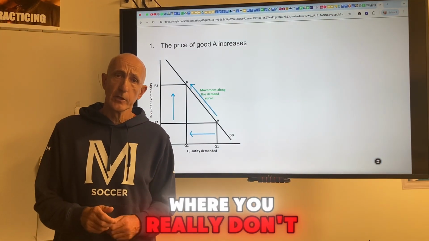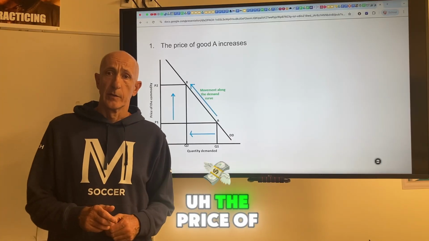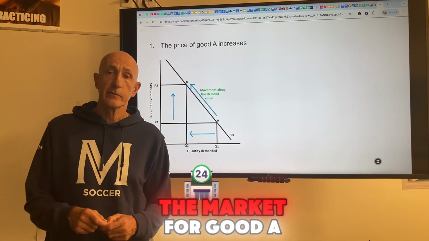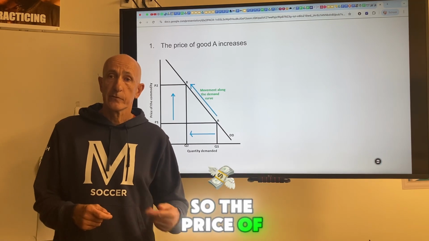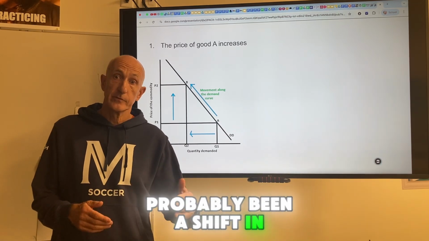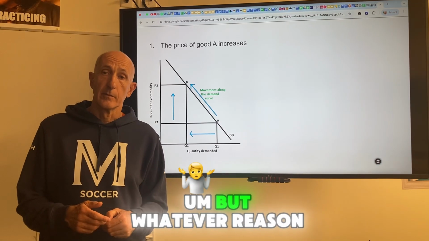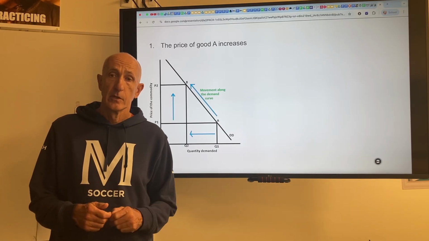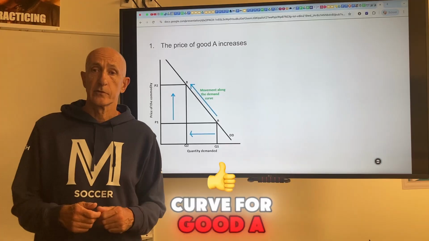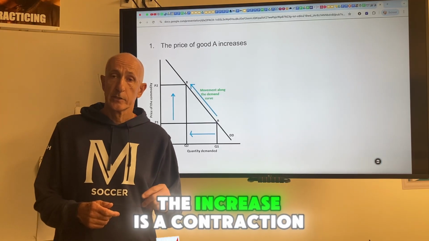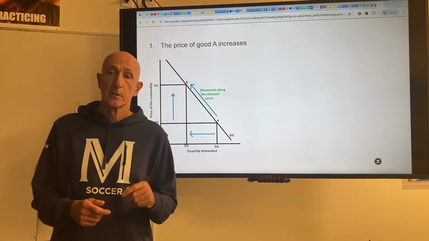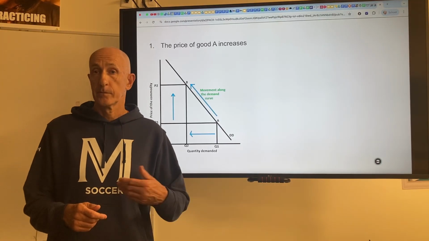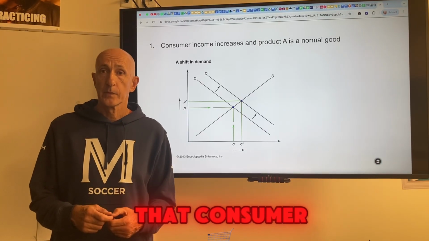This is the one where you really don't want to get caught out. The price of good A increases, and remember we're looking at the market for good A. So the price of good A, for whatever reason, it's probably been a shift in supply somewhere, but for whatever reason the price of good A increases, we just get this movement along the original demand curve for good A. So here the increase is a contraction in demand. Less is going to be demanded now as the price goes up. The law of demand tells us that.